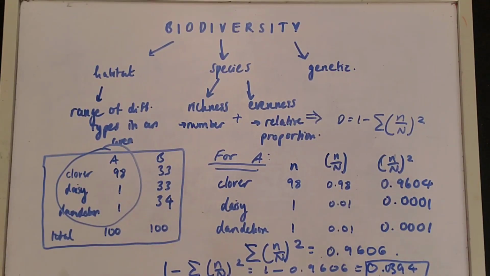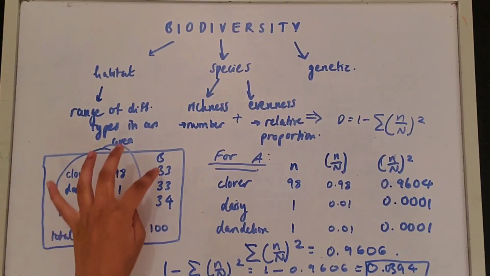Now, if we were to repeat this calculation for field B, which you can try, I'll put the answer in the comments, species biodiversity is going to be a lot higher, as we have predicted just by looking at the relative proportions. You can see that this is a lot more even.